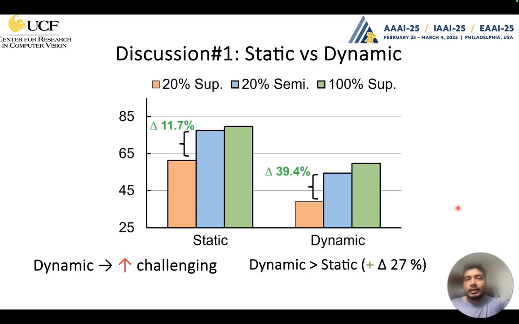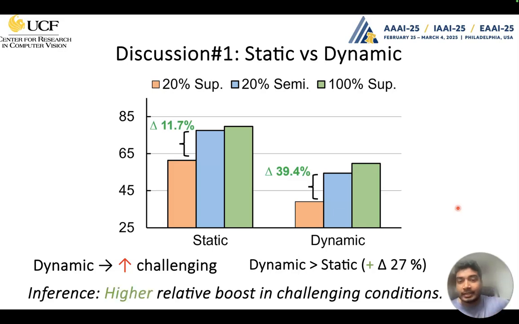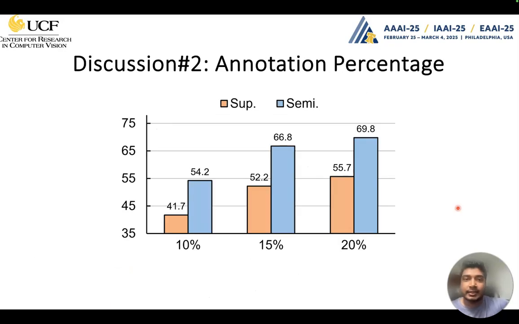Now we look into other discussions. Static versus dynamic. There are different types of actions performed in video action detection, and we categorize them into two: dynamic versus static. Dynamic ones are more challenging, and our performance shows that we have a huge gain on dynamic versus static, which shows a high relative boost in challenging conditions.